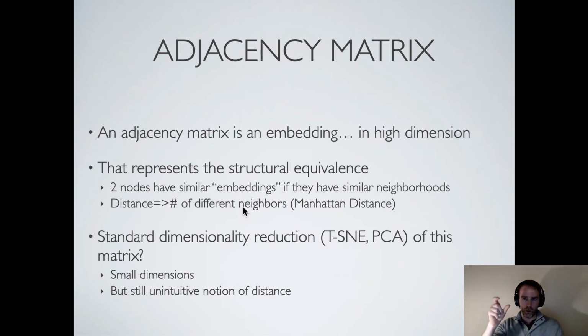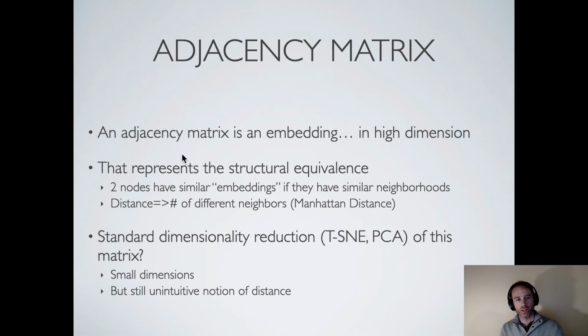For each neighbor which is different, you will have a 0 in one vector and a 1 in the other one. So if you compute something like the Manhattan distance, so just the subtraction between the two, for each difference you will have a value of 1. So you're counting how many different neighbors you have. And you see that this notion of defining the distance between two nodes as the number of different neighbors they have is probably not a good way to capture the similarity between nodes.